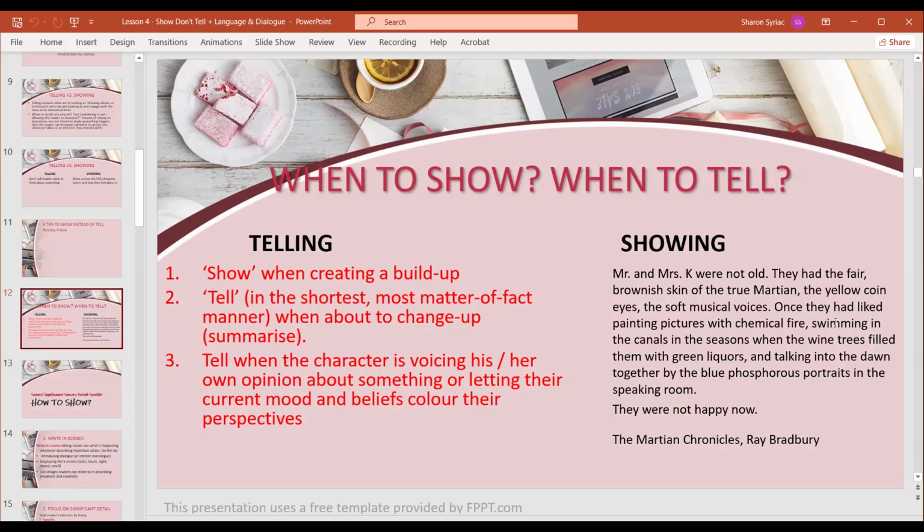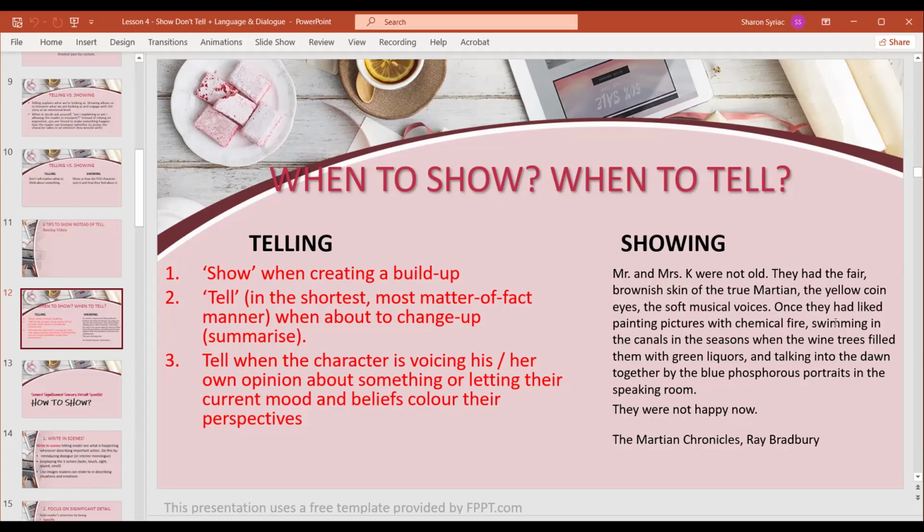But you tell when you're about to change up, meaning when something is changing. So they were not old, and then you show they were not happy. You're telling that because there is about to be a change in what you are going to be saying next. Another time when you could tell is when the character is voicing his or her own opinion about something, or they're letting their current moods and beliefs color their perspectives.